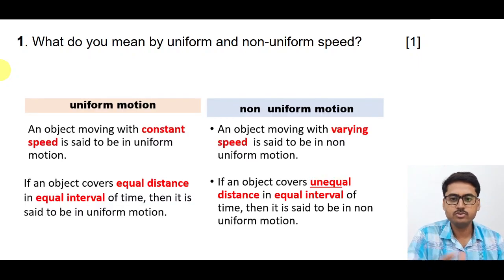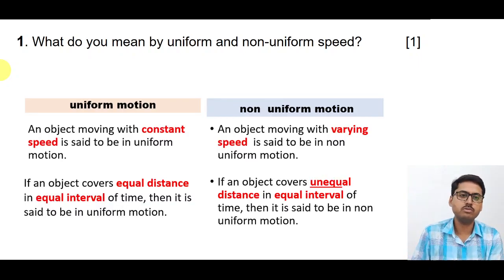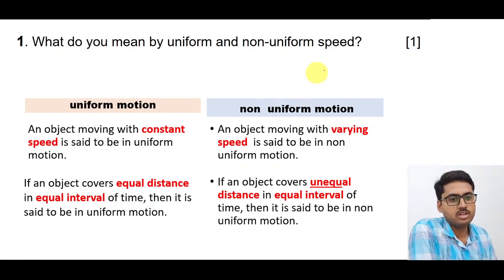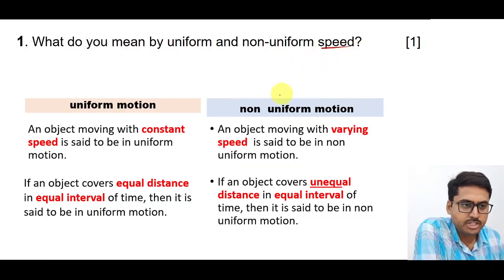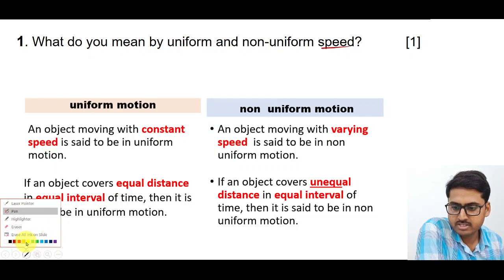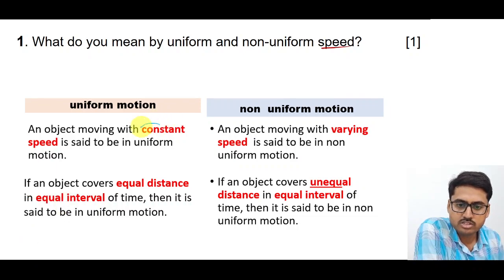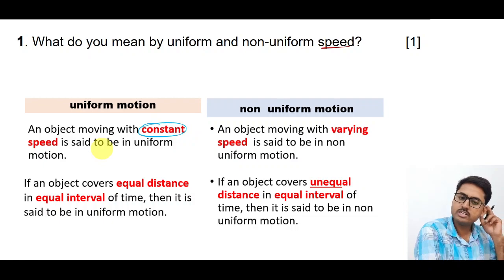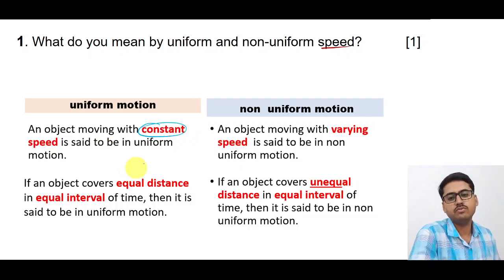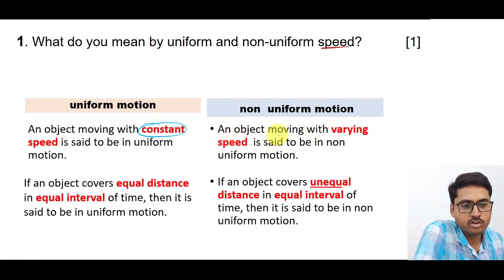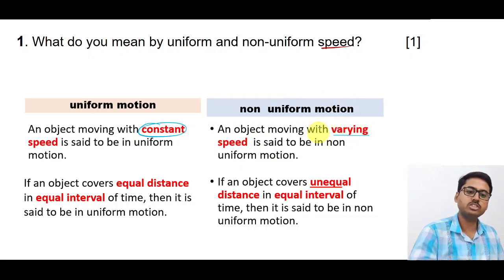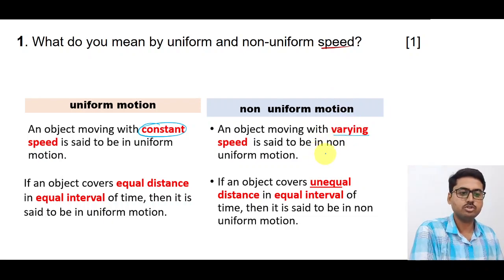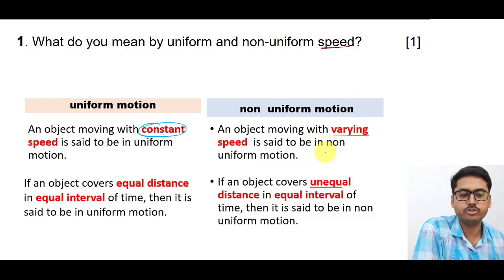So what we can do is we can make 2 columns, one for the uniform motion and other for the non-uniform motion. Well, when I say uniform speed and non-uniform speed, it's very simple. When we say uniform speed, basically it means constant speed. An object moving with constant speed is said to be in a uniform motion, and an object moving with varying speed or non-constant speed or changing speed, that is all said to be non-uniform motion.